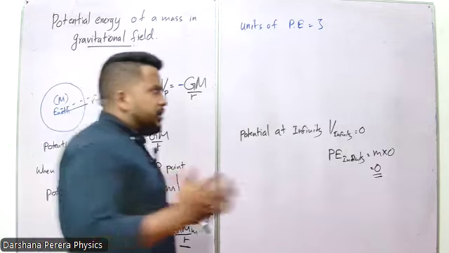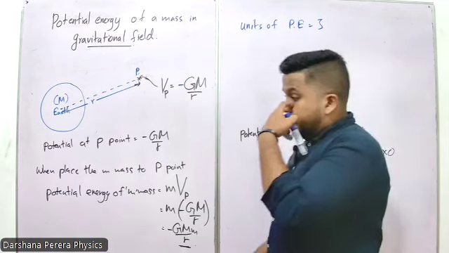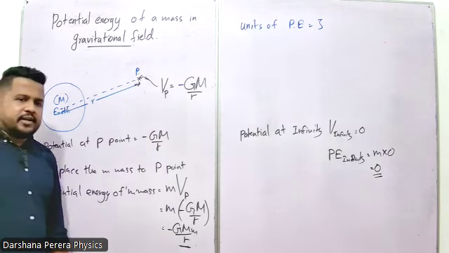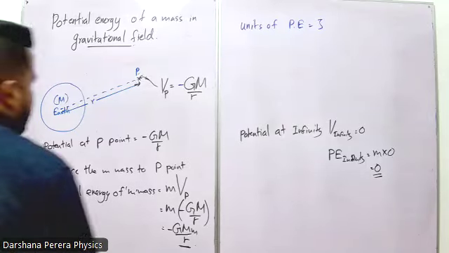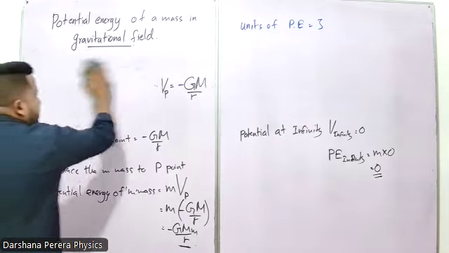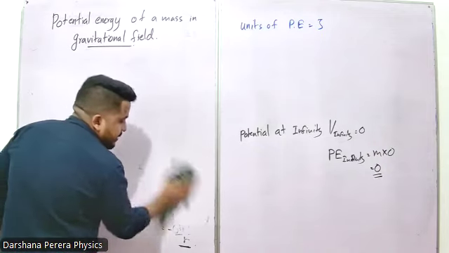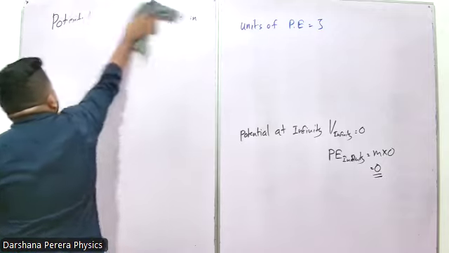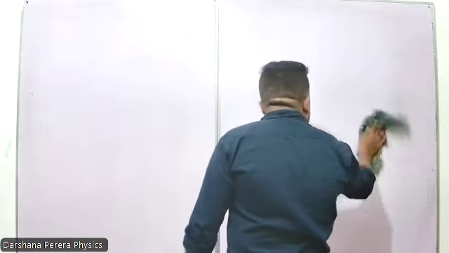So tell me, potential is a vector or scalar? We know potential is a scalar. So potential is scalar, so we no need to get a vector value. If I take the potential of some kind of point, we can take it easily as a summation.